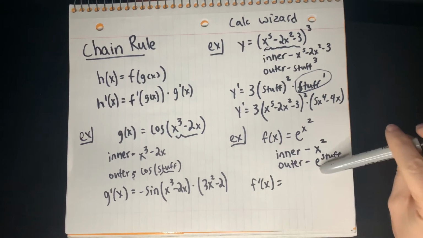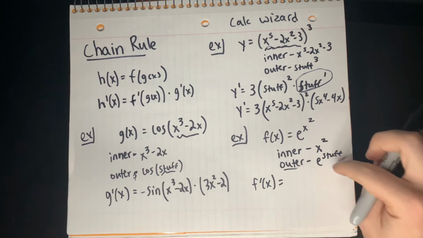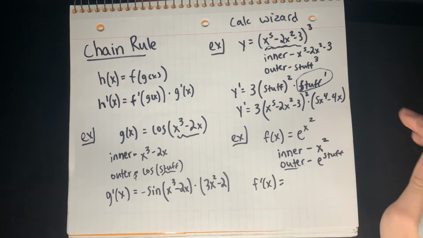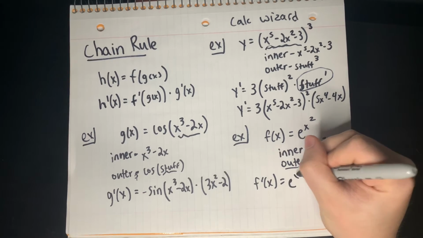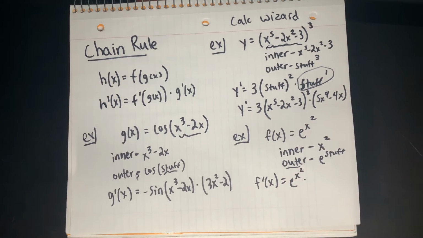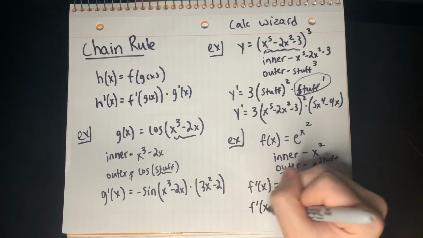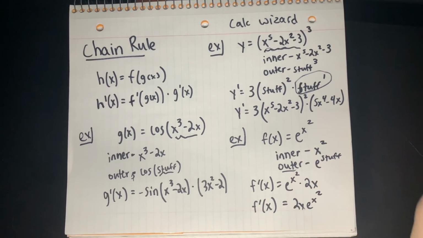So the derivative of e to the stuff, which is our outer function, is just e to the stuff. If you know calculus, the derivative of e to the x is just e to the x. So we're going to take this, e to the x squared, all times the derivative of the inner function, which would be 2x. We're going to clean this up. We get 2x e to the x squared. So that's kind of how you do the chain rule, or how I like to do the chain rule.